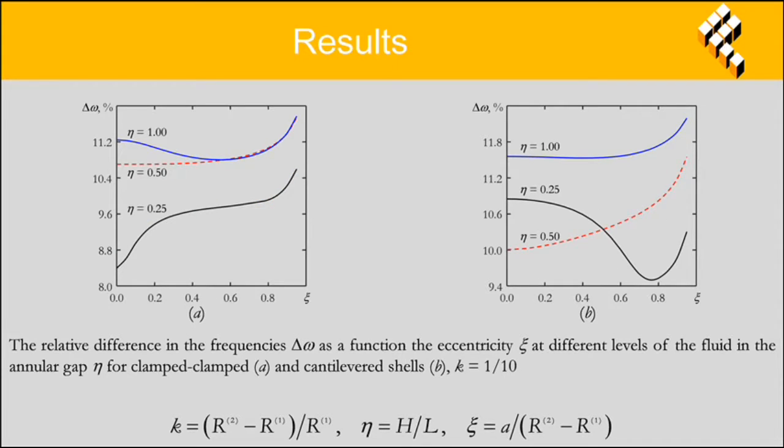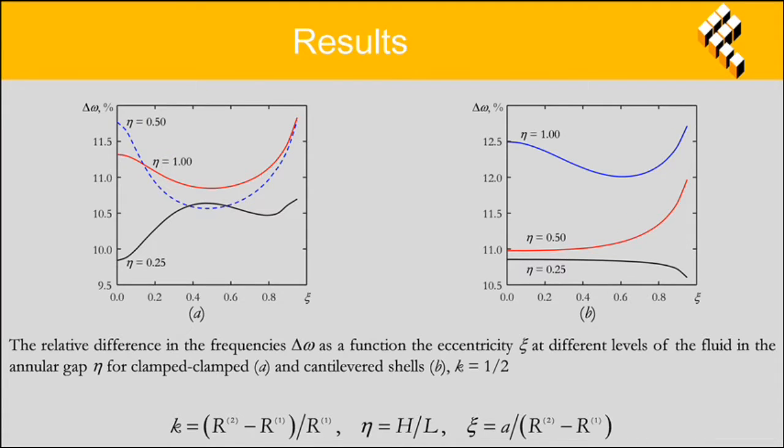The relative differences between the lowest frequencies for different variants of the electric boundary conditions as a function of eccentricity are of a qualitatively different character, which is associated with the boundary conditions at the edges of the shells, the size of the annular gap and the level of filling with the fluid.